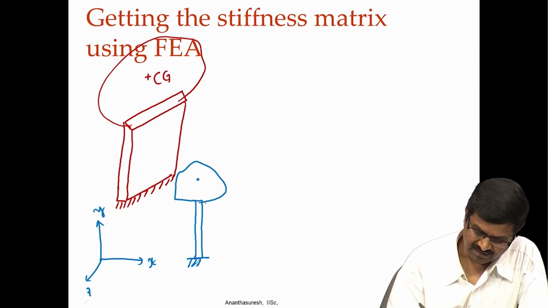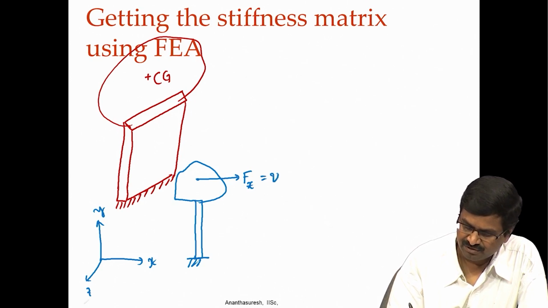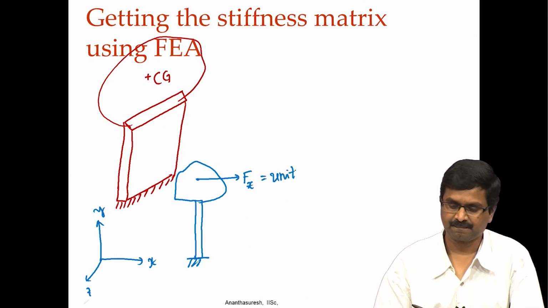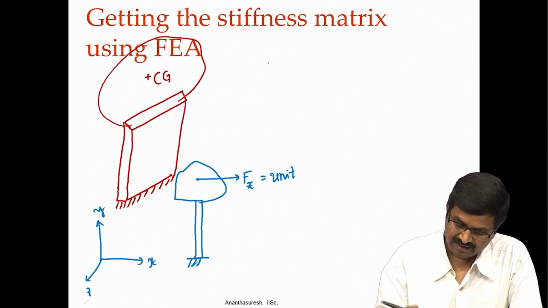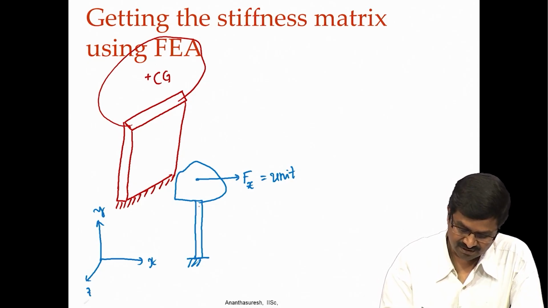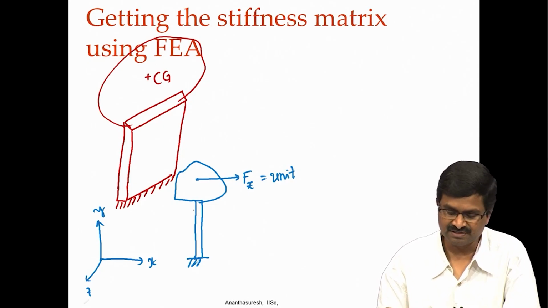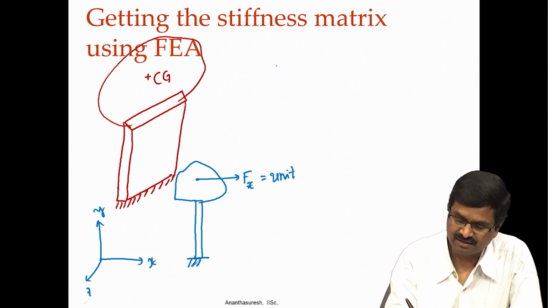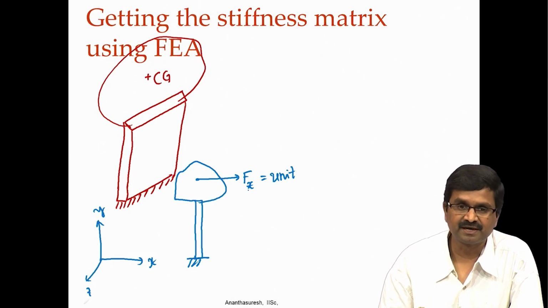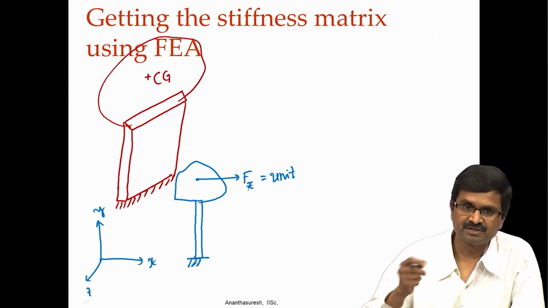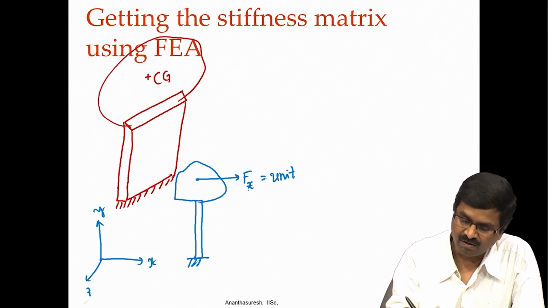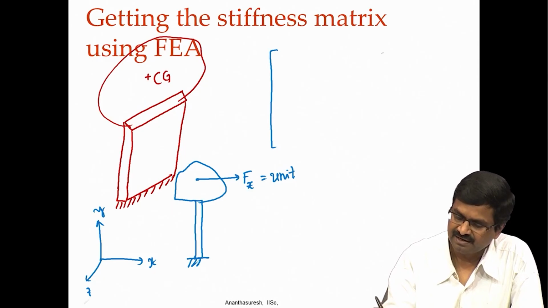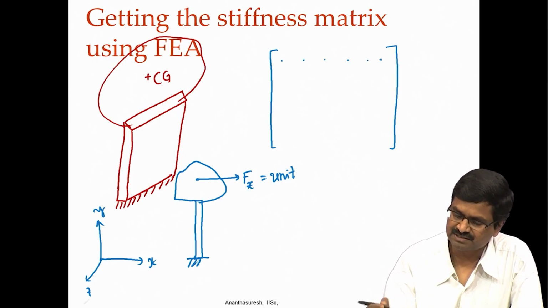At the CG of that, let us say apply Fx unit magnitude over there. Then I get displacements of this thing based on what this flexure's stiffness is. I will get displacements in the x direction, y direction, z direction, rotation about x, rotation about y, rotation about z. All of those I record in a matrix 1, 2, 3, 4, 5, 6. Okay.